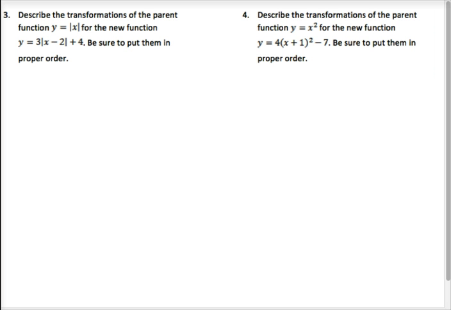So the first thing I'm noticing is this multiplication. When you have that multiplication happening, what is occurring is a vertical stretch. And a vertical stretch of what? Well, that's a vertical stretch of 3. So whenever you have that multiplying action happening, that is going to be a vertical stretch of 3. And it is very important, you must put that first. That has to be your first step.